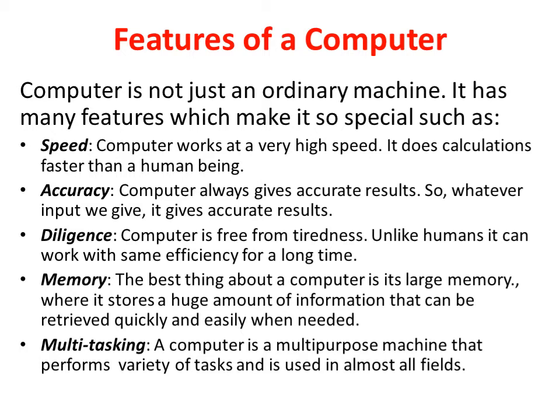So we have already learned how a computer works in the process cycle. We can do any kind of calculation of mathematics, okay, and it has a very high speed. Now let us see the second one, accuracy. Computer always gives accurate results. Accurate means 100% correct results. So whatever input we give, it gives accurate results.